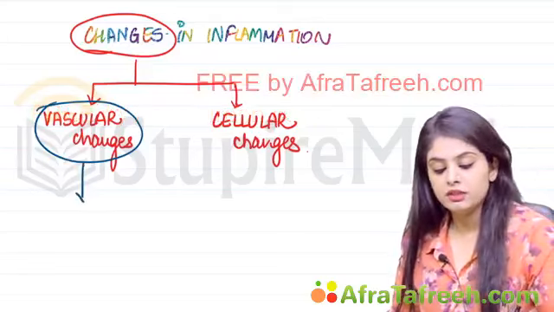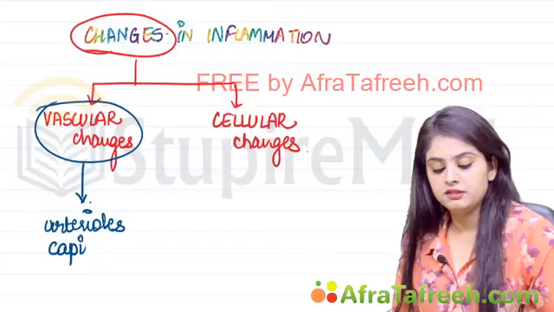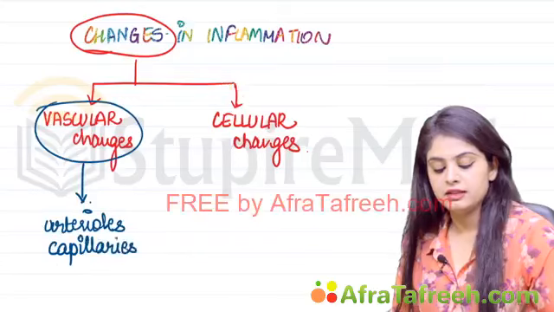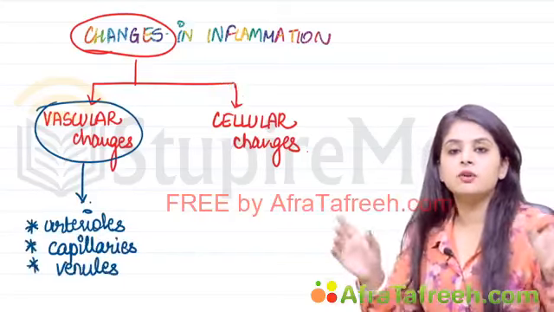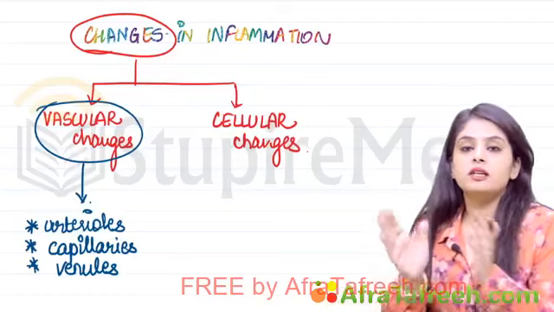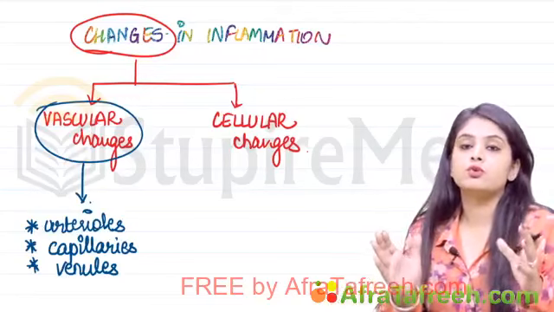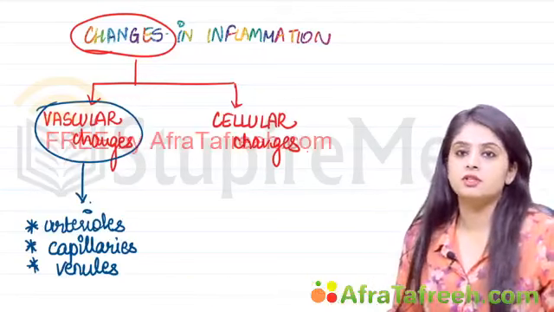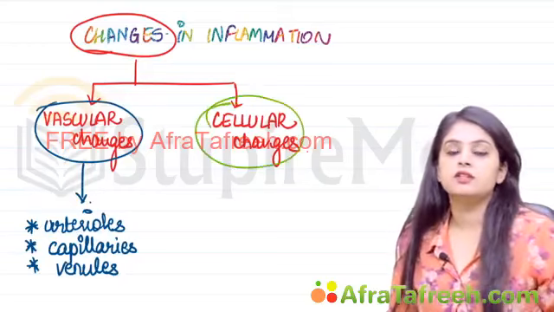That is going to be the arterioles, the capillaries, and the venules. Arterioles, capillaries, and venules. So you can say cut out the two ends, cut out the arteries, cut out the vein. What we have in between, arterioles, capillaries, and venules, those are the ones which are going to show changes of inflammation.